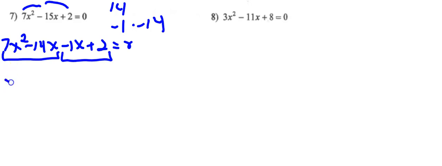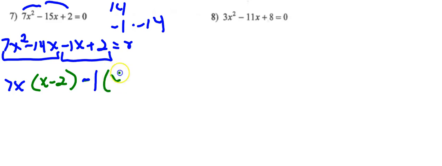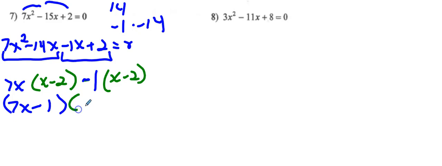So we'll go 7x and what's left is x minus 2. We'll pull out a negative 1, and what's left is x minus 2. Then we recombine those, and that's times the x minus 2. Those are all equal to 0.